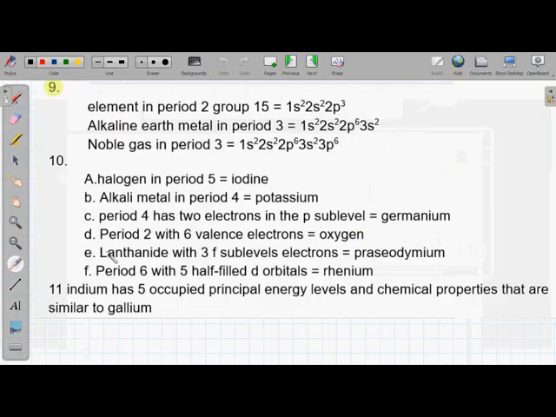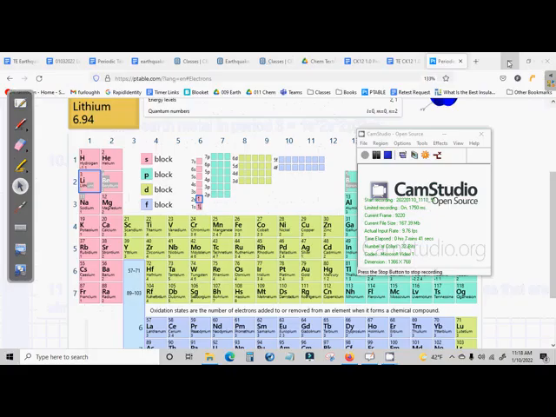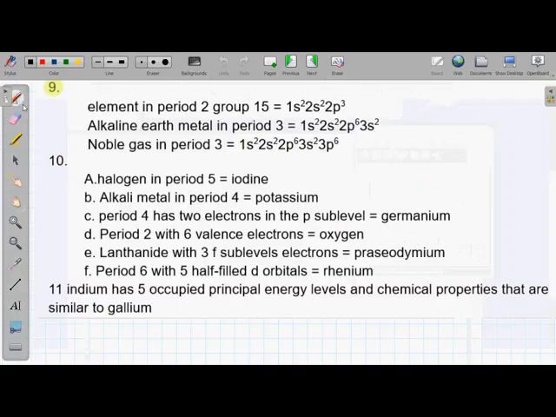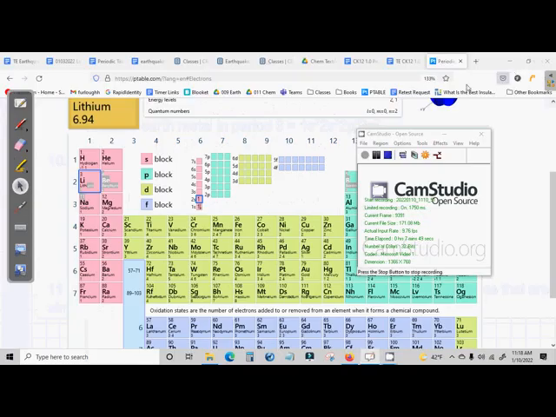All right. Period 6 with 5 half-filled d orbitals. Now the d orbital can hold 10 electrons, right? So if they're half-filled, that means there's only 5 electrons. So again, we go back to our periodic table, and let's see, what was that? Period 6, half-filled. So here's period 6, okay? And so we have 1, 2. Now we've got to count lanthanum. 1, 2, 3, 4, 5. So the answer is rhenium.